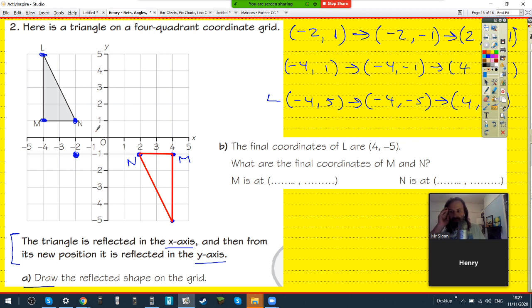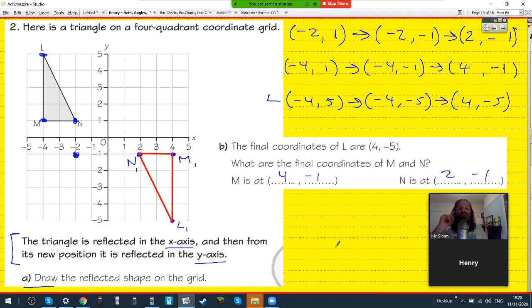What is the final coordinates of M and N? Your color palette thing is in the way, so I can't see. This one is it? Yeah, okay. M is... Wait, which one's M? M is 4 and -1. Oh, so M is 4, -1. Yeah. And N is 2, -1. 2, -1. That's great.